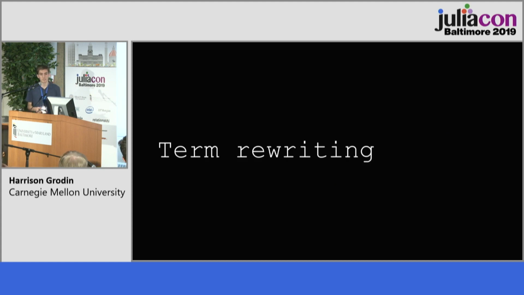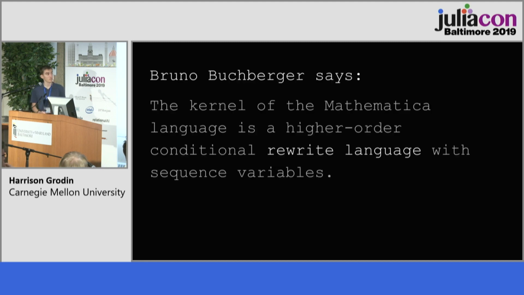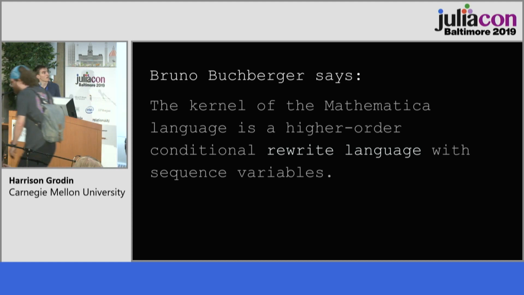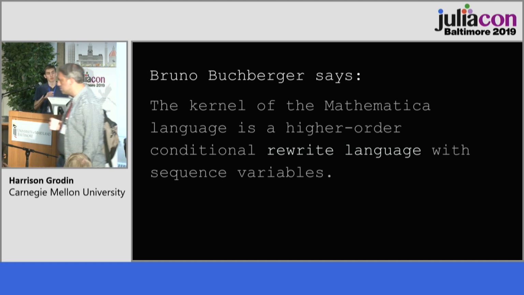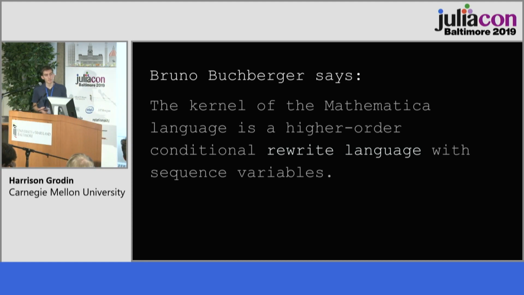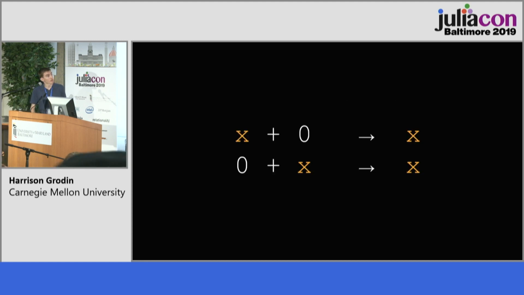So congratulations. If you were thinking all of this, you've just invented term rewriting. This is a field of logic and mathematics which deals with these kinds of transition systems. So to quote Bruno Buchberger, the guy who's responsible for Gröbner bases, the kernel of the mathematical language is a higher order conditional rewrite language, emphasis on rewrite language, with sequence variables. So there's a lot of qualification going around there, but generally speaking, the important part is rewrite language. We want to build a rewrite language in order to do this effective symbolic manipulation. So let's take a crack at it.